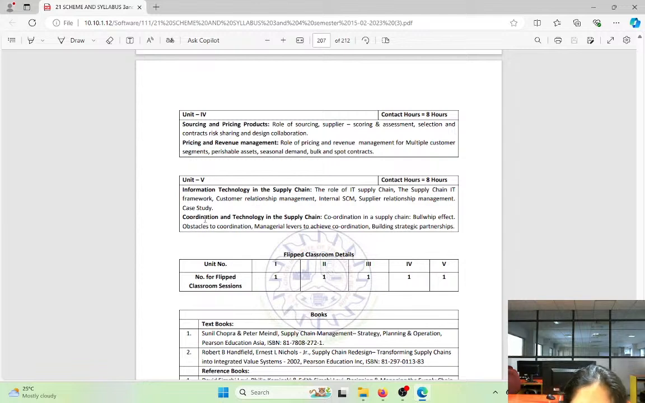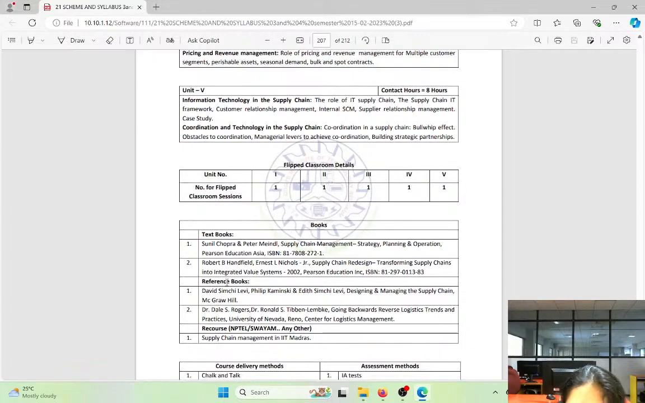Second part is about coordination and technology in supply chain. Coordination of the supply chain with respect to the bullwhip effect, obstacles to the coordination, what are the managerial levers to coordination, and how best we can build the strategy with respect to the partnership, so that it will be a win-win situation for any organization when they sign a tender or a contract with the front organization. So this is all about the overall view along with the case study of the supply chain.